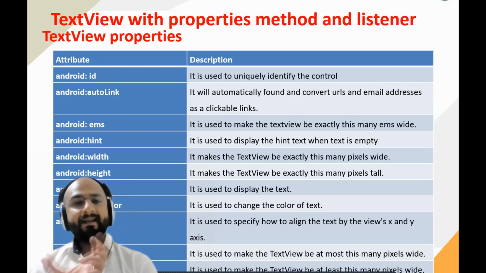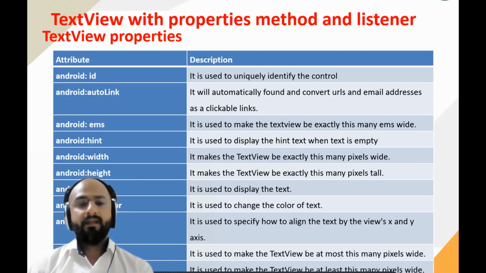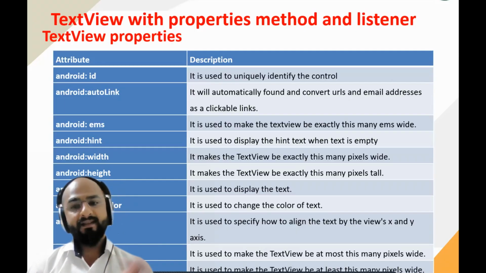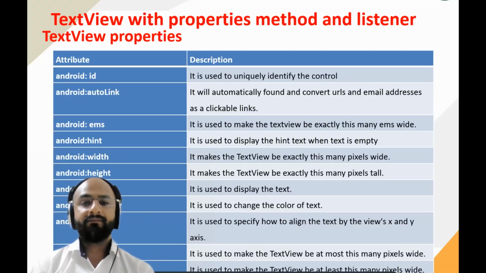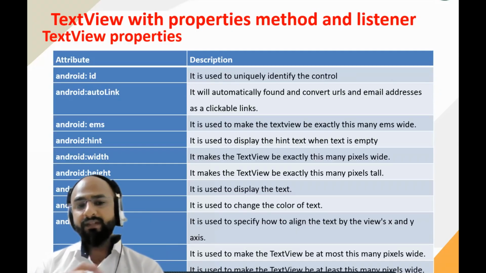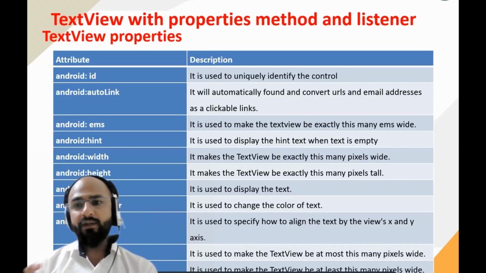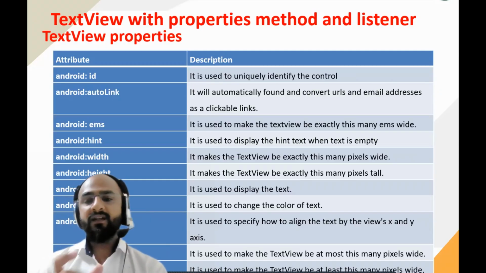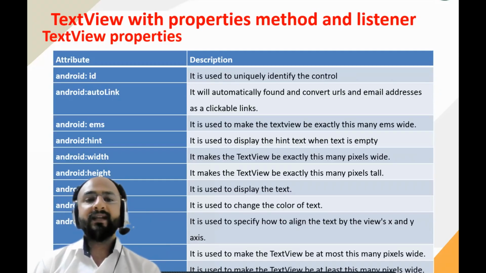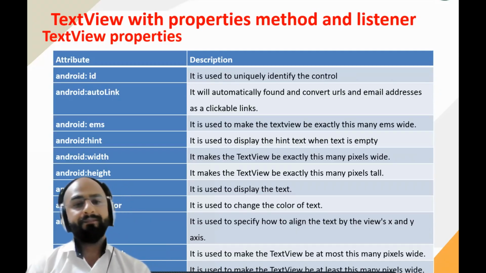Suppose there is no text in the text view, and we will get the text dynamically. So if there is no text in the text view and you need to write some text onto that text view as a hint, so you are just providing the hint to the user. At that time, the hint property will be used.